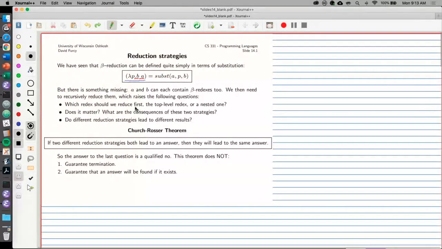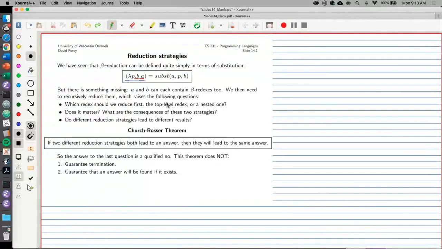Do you choose to reduce the first one from left to right, or the one that's at the top level? Notice this blue one is what we call the top level redex. This is also called the outermost redex because it's not contained in any other redex, whereas any redexes in b or a are contained inside of that blue one. So which one do we pick is the question: one inside, a nested one, or the topmost, the outermost?